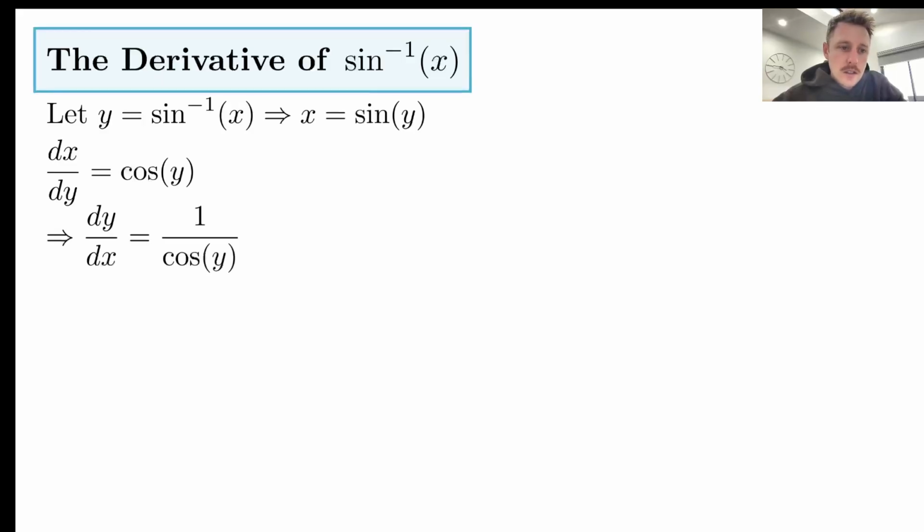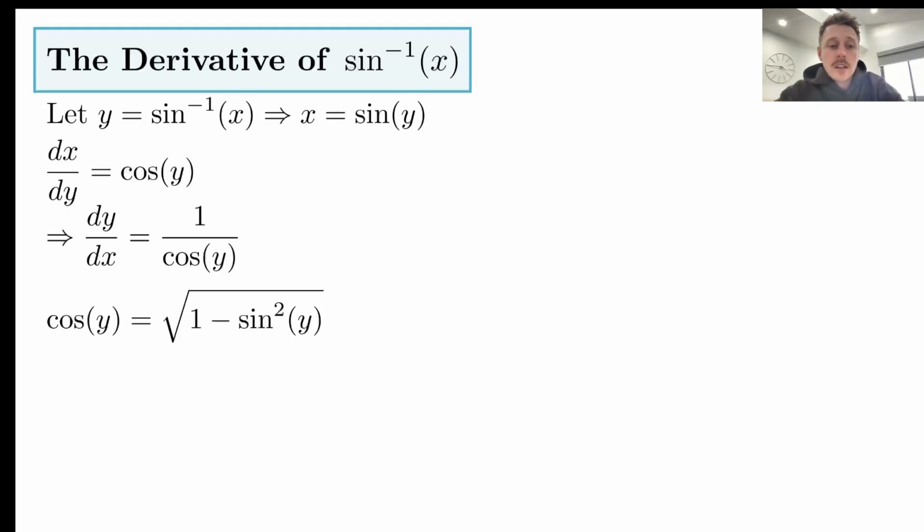And then dy/dx is the reciprocal of dx/dy. So we're going to say that that's 1 on cos y. So we've just flipped both sides. And then we can see that cos y is equal to the square root of 1 minus sine squared y. And you're probably wondering why that is true, but I encourage you to think about the Pythagorean identity. Again, I'll put a link below if you can't recall. But basically, sine squared y plus cos squared y equals 1. If you rearrange that for cos y, you'll get the square root of 1 minus sine squared y.